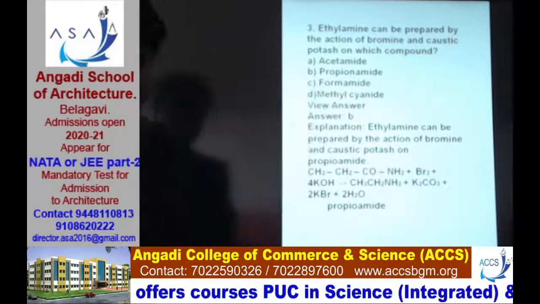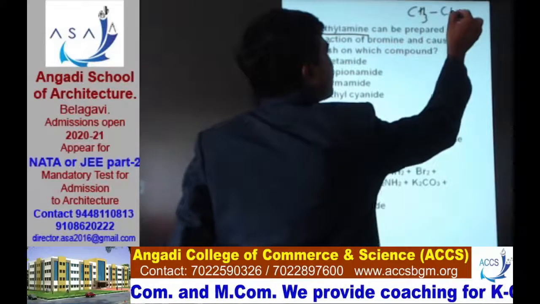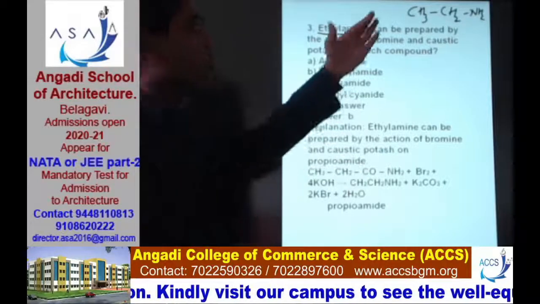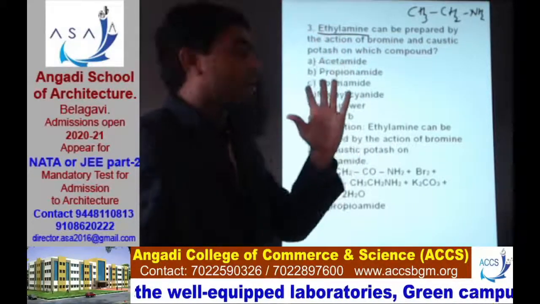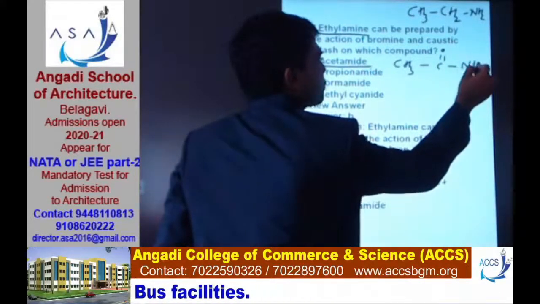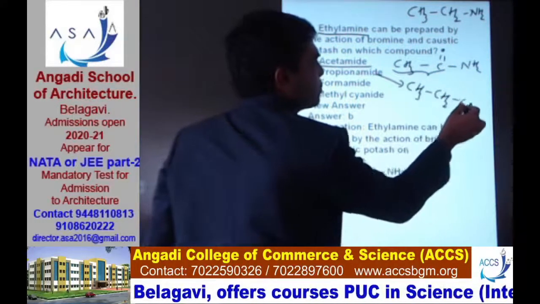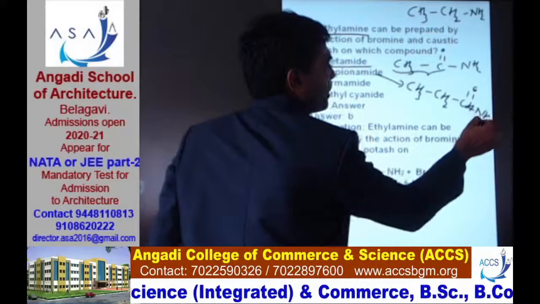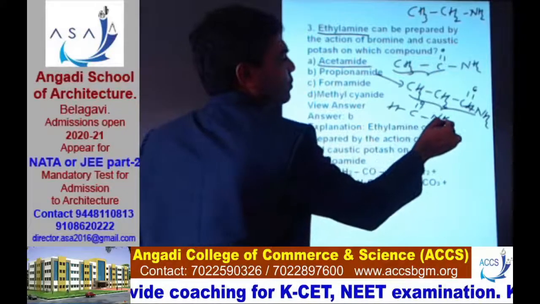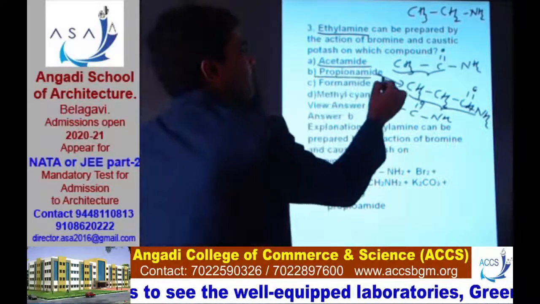But here what you have to understand, here the compound is ethyl amine. Ethyl amine means it contains 2 carbons. When the product contains 2 carbons, you have to go for the reactant which contains more than 1 carbon atom. If you go for acetamide, CH3C(=O)NH2, how many carbons? 2. If you go for propanamide, CH3CH2C(=O)NH2, how many carbons? 3 carbons. Formamide means HC(=O)NH2, only 1 carbon. So what I told here, it should be more than 1. Therefore the answer will be propanamide.